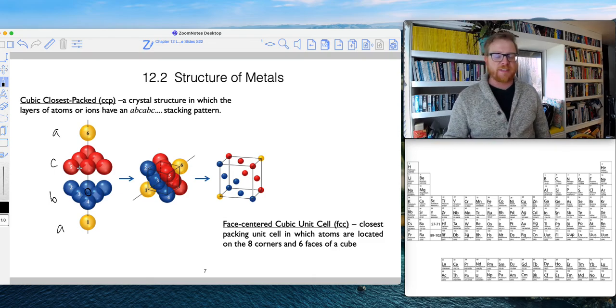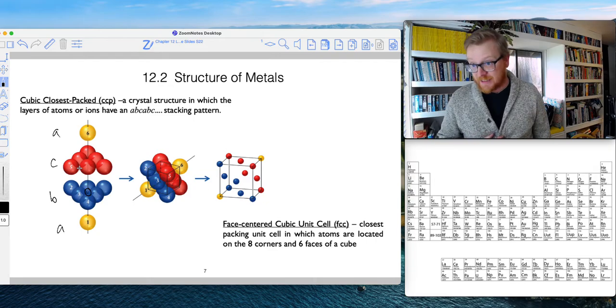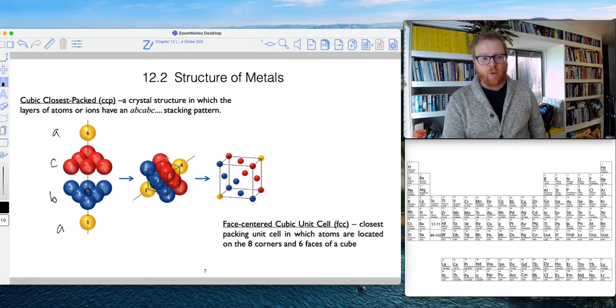So if you're not able to see it, I don't blame you at all. It's difficult for me to see this one as well. But the way that this ends up working out, when we draw the unit cell from this, you can see that we end up, for one, with atoms on each of the 8 corners, right?